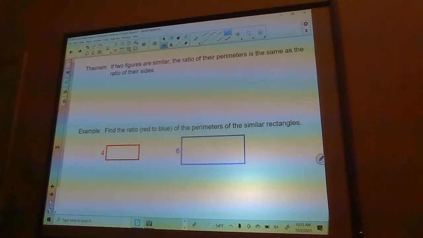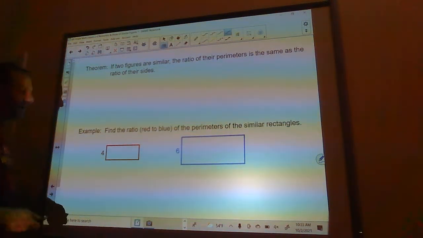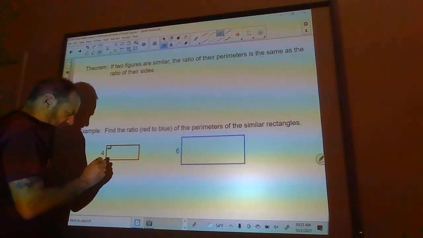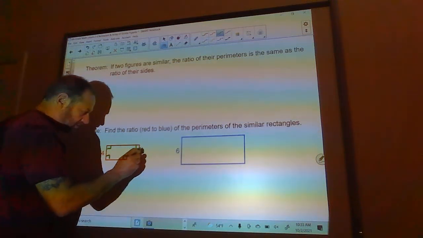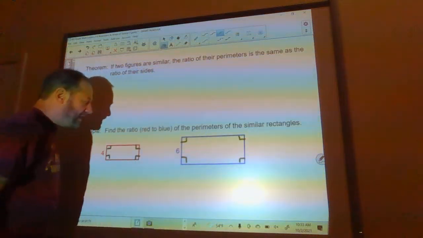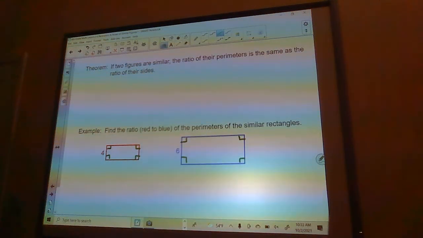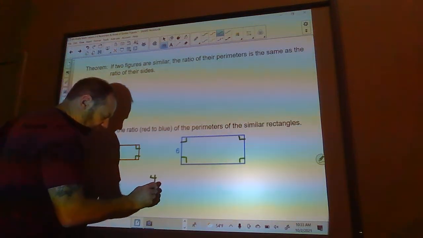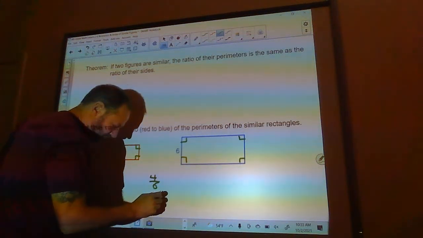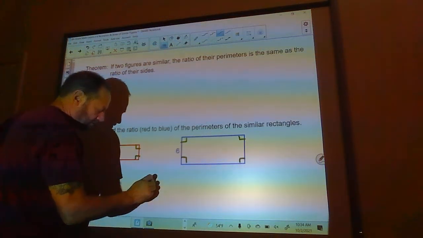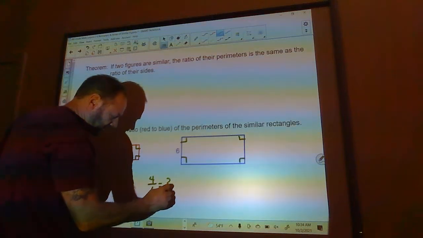So example, find the ratio, red to blue, of the perimeters of the similar rectangles. Well, okay, they tell you it's rectangles, so that tells you right away all these angles are 90 degrees on all of them. So I know the angles are equal, and they're telling you that these are similar, so the sides are proportional, and the ratio of the sides would be 4 to 6, which is basically 2/3.